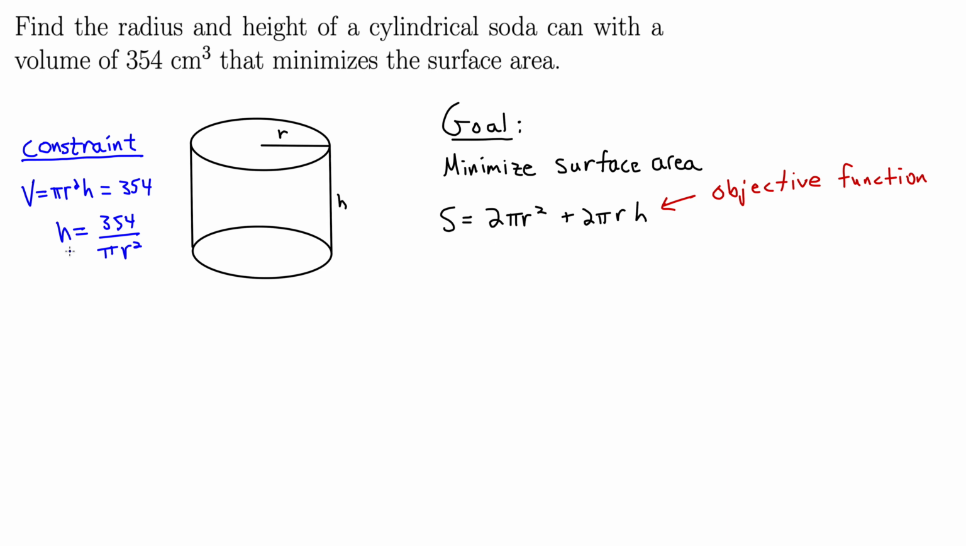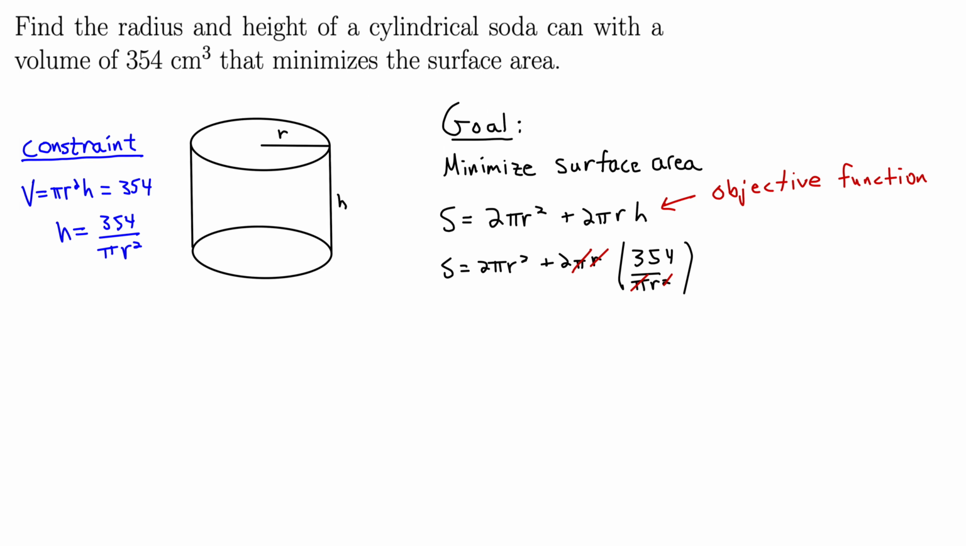Once we have that h, we can plug this in all the way over here and get this S only in terms of one variable. Plugging that in gives S then must be 2 pi r squared. That doesn't change. But then we have plus 2 pi r, and then h was 354 over pi r squared. Okay, well, we get a little bit of simplification here. The pi's cancel and one of the r's cancels. And this is the thing we want to take a derivative of.